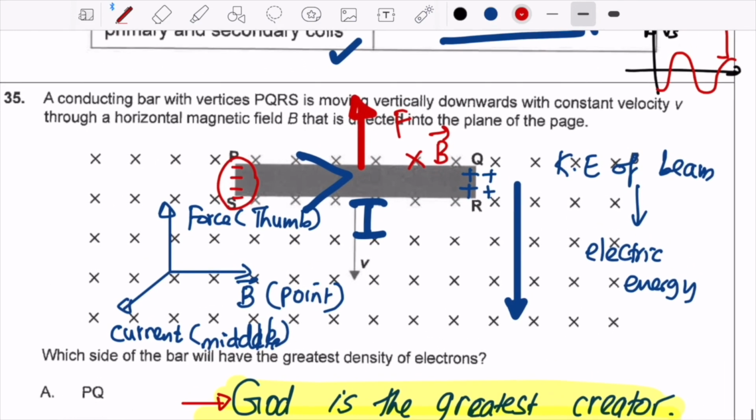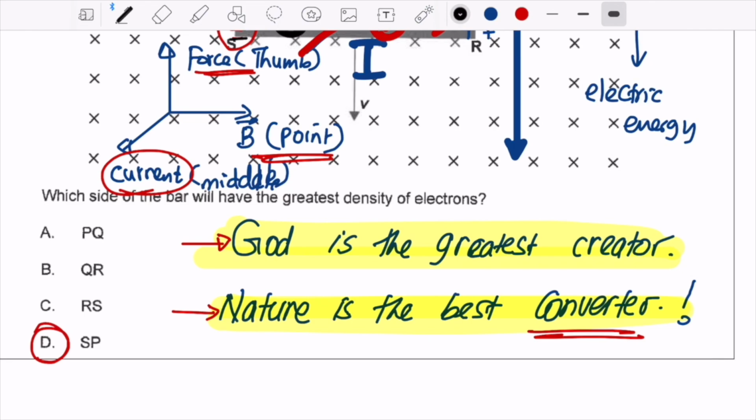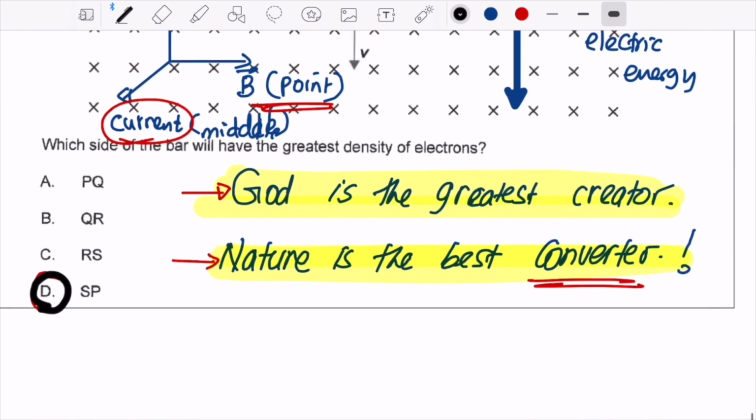So I repeat, the beam must have a force to stop its motion. By Fleming's left hand rule, if we have a magnetic field, the direction of current is from left to right. So positive charge particles experience force this way. So negative charge particles must experience a force to the left. So negative charge particles like electrons should get accumulated, collected on the PS edge at the end. So the answer for question number 35 is D.